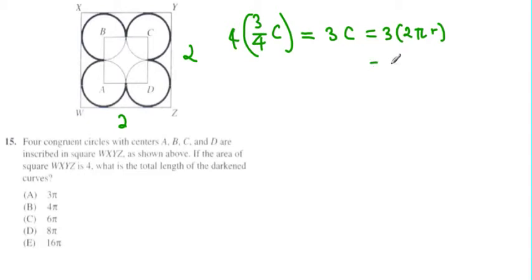or pi d. But what is our diameter? The diameter is one portion over here. So since the whole side is equal to 2, the diameter is half of that, which is equal to 1. Our answer therefore becomes 3 pi.